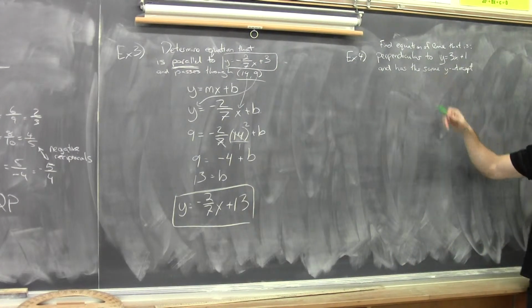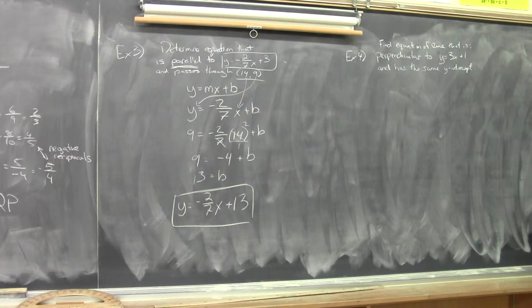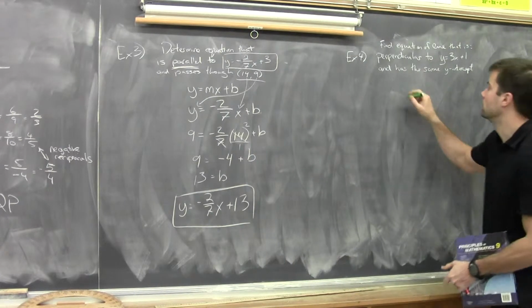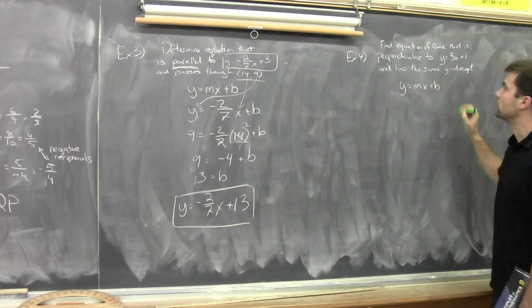All right, Michael Sacchetti. Find the equation of a line that is perpendicular to y equals 3x plus 1 and has the same y-intercept. So what's the first thing we want to do? What do we always do first in these problems? We know the equation, right? Is what? Y equals mx. Good, yeah, that's how we always start these. So that's what we're going to start off with.